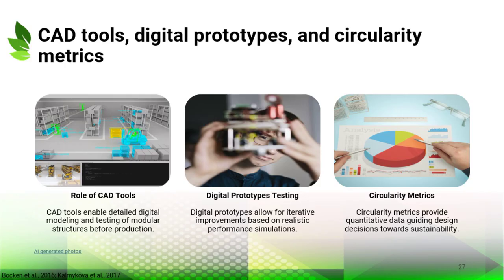Circularity metrics, such as the Material Circularity Indicator and Product-Level Circularity Metrics, provide quantitative data to guide design decisions towards sustainability. These tools help designers identify areas for improvement and validate the circular credentials of a product, ensuring alignment with circular economy principles and supporting continuous innovation. By leveraging these tools, companies can create products that are both high-performing and sustainable.